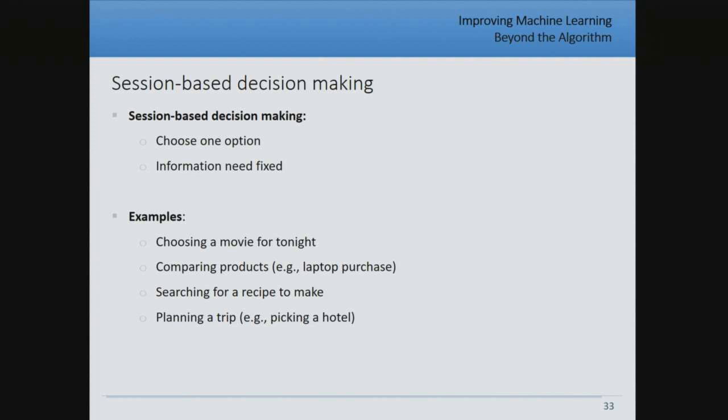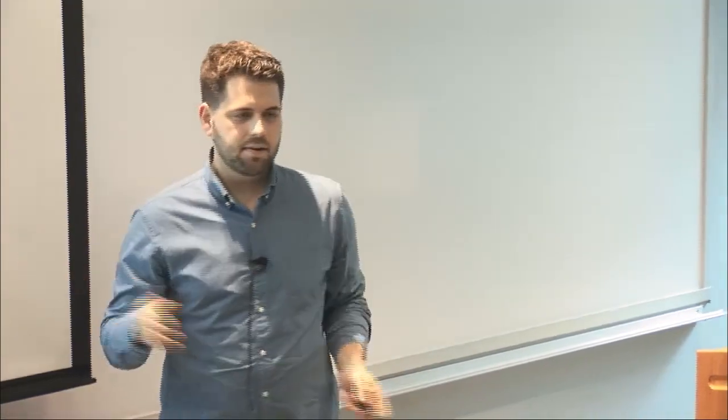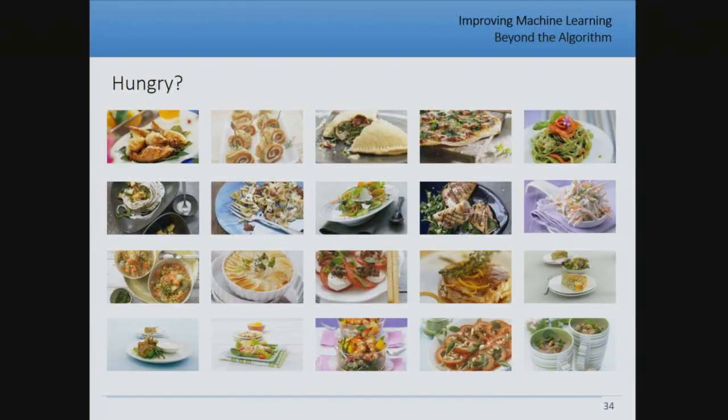What you've just seen, this example of picking something to eat, is an instance of what we call session-based decision-making, where your goal is to choose one option, and the information need is fixed. So you wouldn't just do something else. Examples for that are picking a movie for tonight, searching for a recipe, comparing laptops online, planning a trip, booking a hotel, and so on.